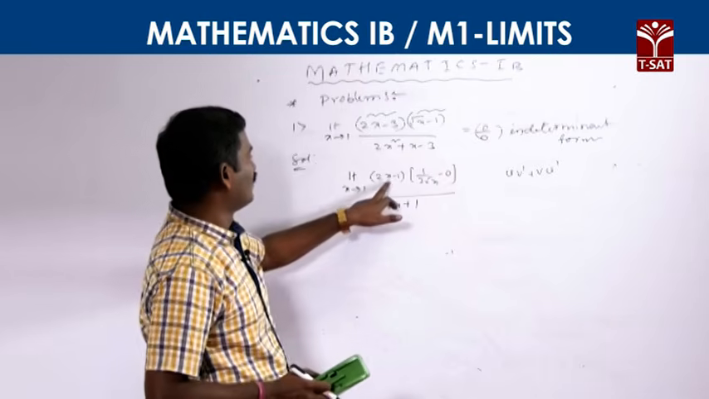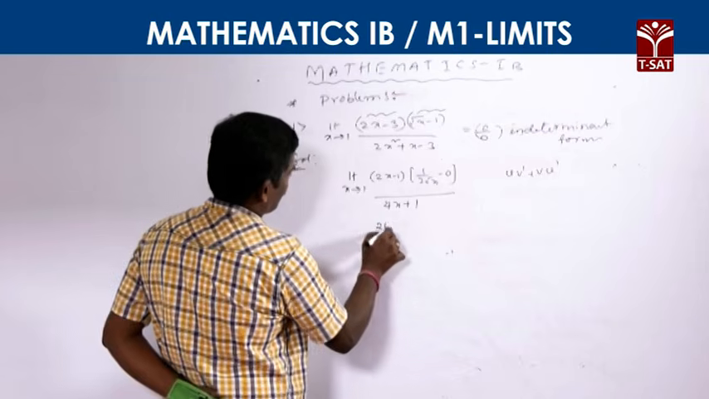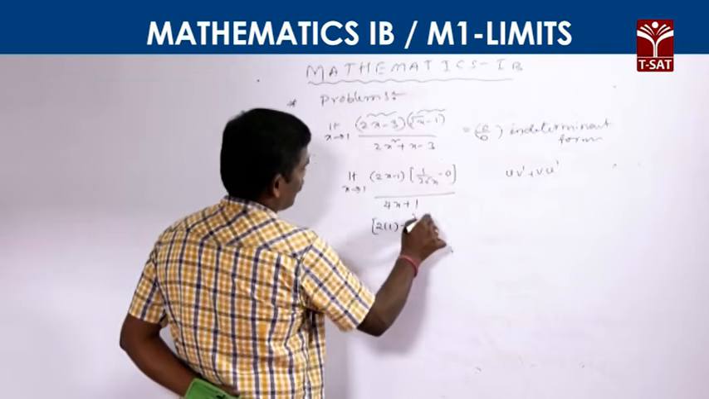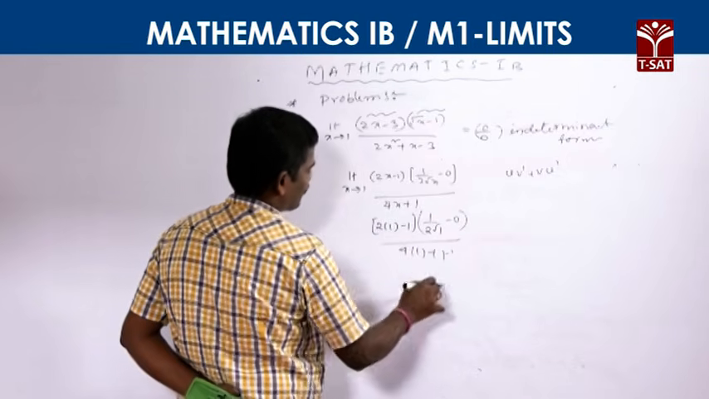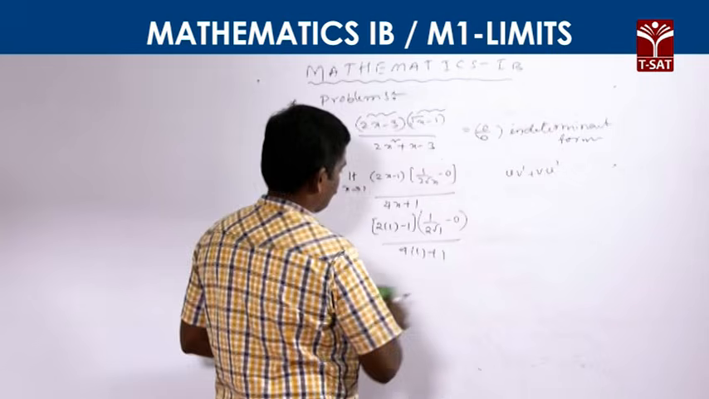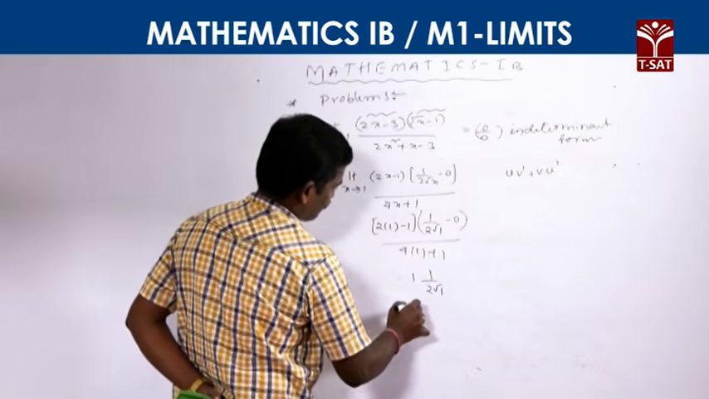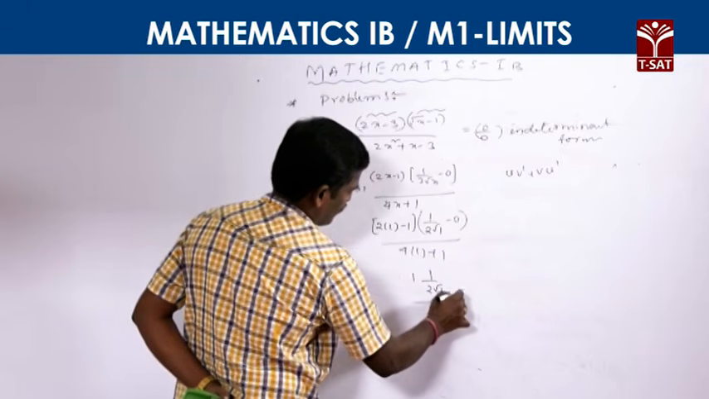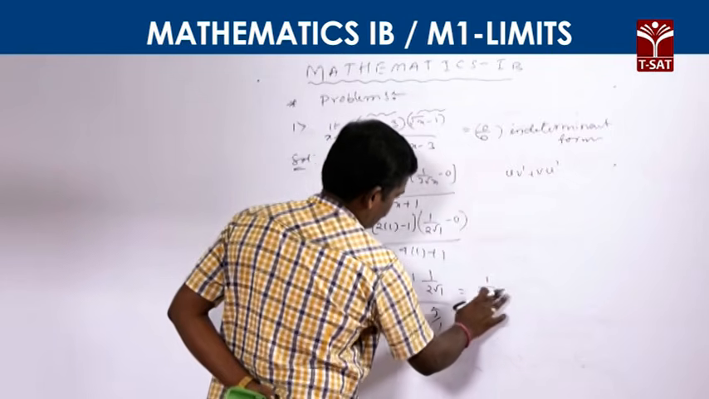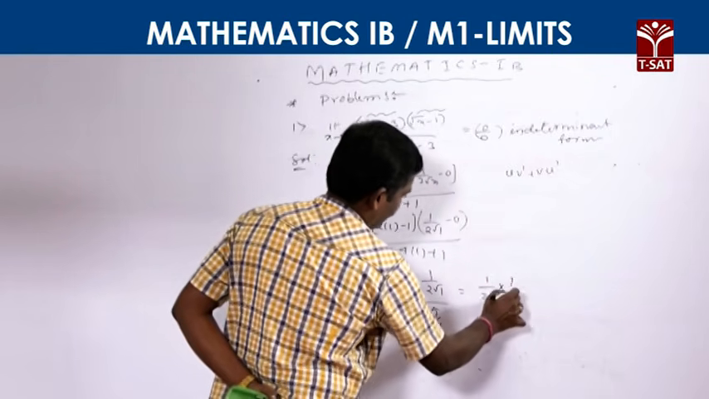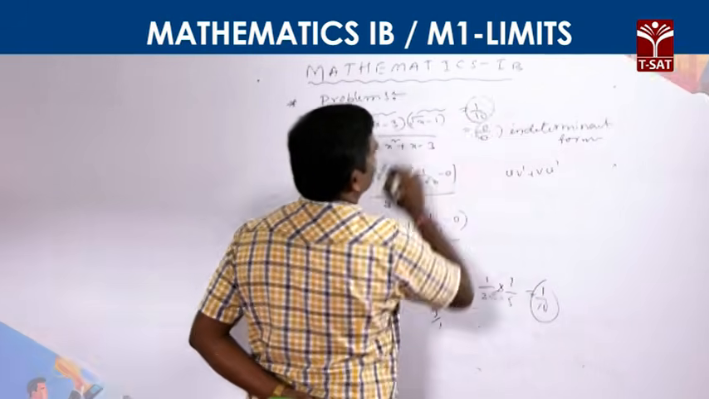Again substitute the value x equals 1: 2 into 1 minus 1 into 1 by 2 root 1 minus 0 by 4 into 1 plus 1. So 2 minus 1, 1 by 2 root 1, by 4 plus 1, 5. So it is nothing but 1 by 2 root 5, 2 root into 1 by 5. So 1 by 10 is the answer. So this question's answer is 1 by 10.